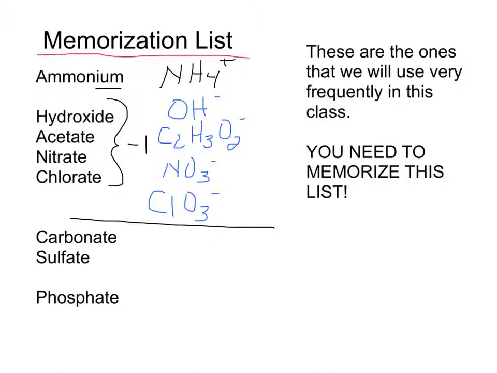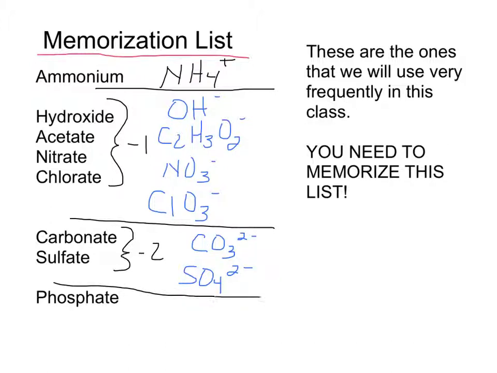Now, when we get down here, these are our -2 charges. These are the only 2 you need to memorize that have a -2 charge. Carbonate has a carbon and 3 oxygens, and it is a 2- charge. Sulfate, 1 sulfur and 4 oxygens, and it also has a 2- charge. And the last one that you need to memorize here is phosphate, and it is the one with a 3- charge. The phosphate symbol is a phosphorus with 4 oxygens, and it has a 3- charge.